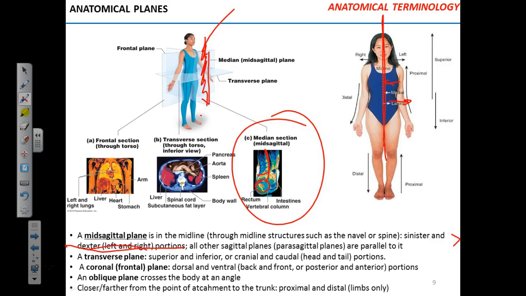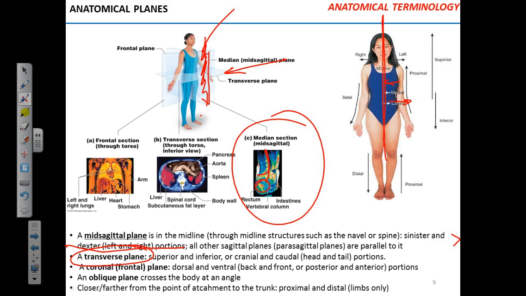Transverse plane. This one, horizontal one. Okay? It separates the body into the superior and inferior portions, or cranial and caudal. Caudal means closer to the tail. Again, remember, anatomical terminology is relative.